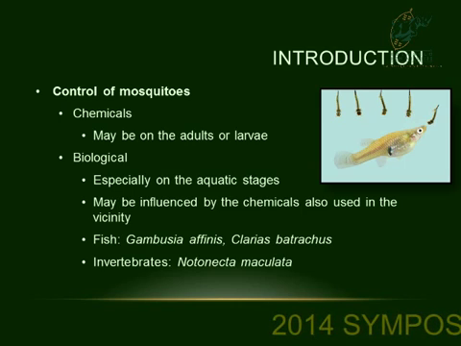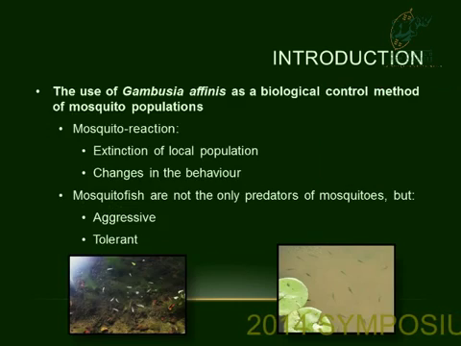Fish often used in the predation or for the biological control of mosquitoes are, for example, Gambusia affinis and Clarias gariepinus. Invertebrates are Notonecta maculata, or the common backswimmer. These are just a few examples.